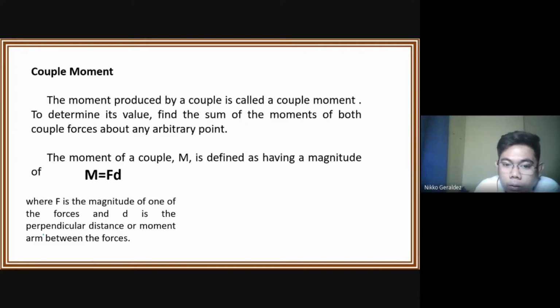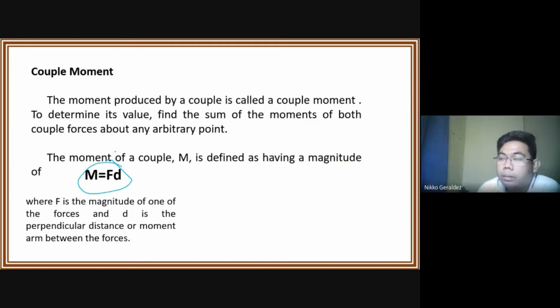The moment of a couple M is defined as having a magnitude of M equal to force times the perpendicular displacement. Pwedeng ito yung formula na gamitin natin to compute for the magnitude of the couple. Kunin mo lang isang force, then multiply mo doon sa perpendicular distance nila. F is the magnitude of one of the forces, and d is the perpendicular distance or moment arm between the forces. So, that is a couple.